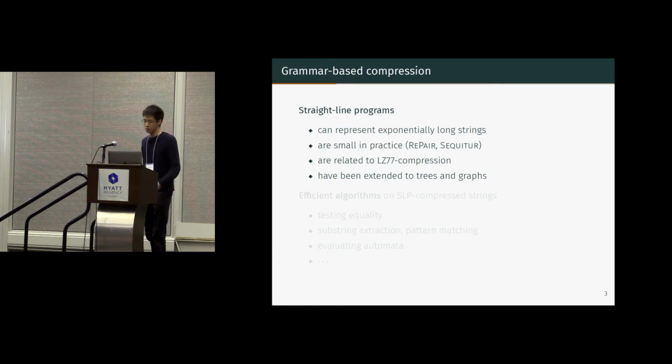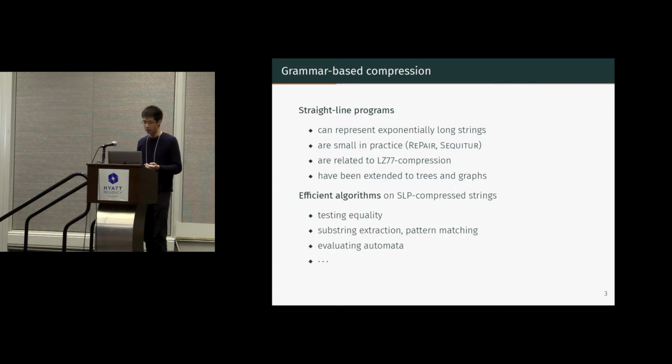Okay, straight line programs, as we have seen, can represent exponentially long strings, and they're good in practice and in theory. There have been implementations, in particular RePair, which turn out to be quite fast and produce small grammars, or small SLPs, for practical data. But there are a lot of theoretical results also. For example, you might know the LZ77 compression, and there's a strong relation between those formalisms. You can always convert an LZ77 compression into a straight line program with only a small overhead. We will consider mostly strings, but SLPs have also been extended to trees and graphs.